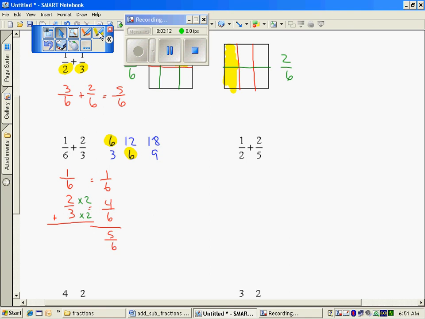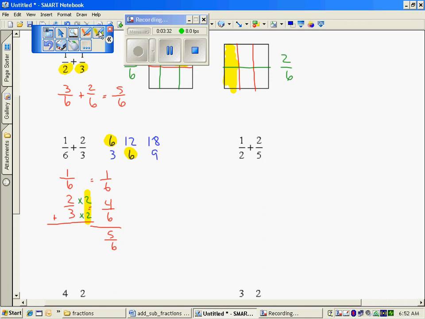Now the reason I can multiply 2/3 by 2 over 2 is that 2 over 2 is equivalent to 1. So what I've multiplied 2/3 by is 1. 2/3 times 1 is 2/3. I've just changed the 1 to be a 2 over 2. I can use any equivalency to 1, and we'll see that in the next problem.